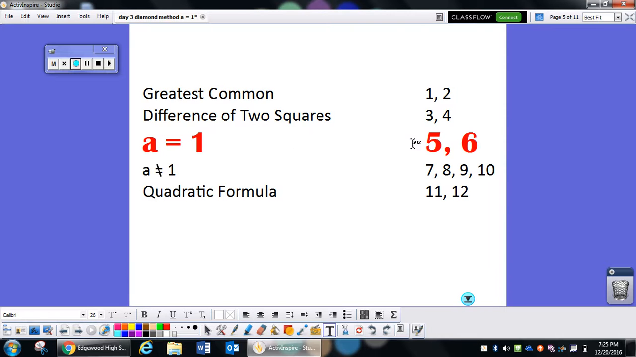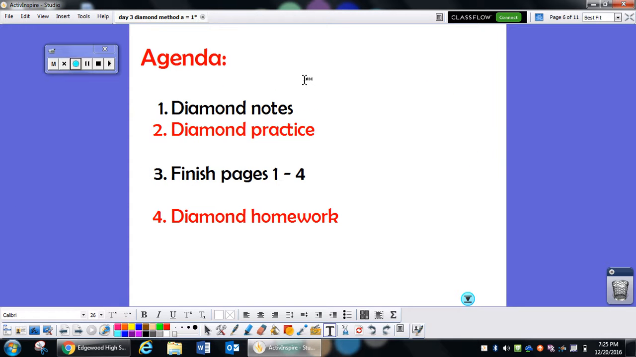This is page 5 and 6 in your packet. So 1 and 2 to 3 and 4 have been graded and some comments have been left on them. Remember, by the end of the unit, all of this needs to be done 100% complete and 100% accurate. So you're going to do diamond notes, diamond practice, and then I would go back to pages 1 through 4 if you need to, and then you also have homework tonight.